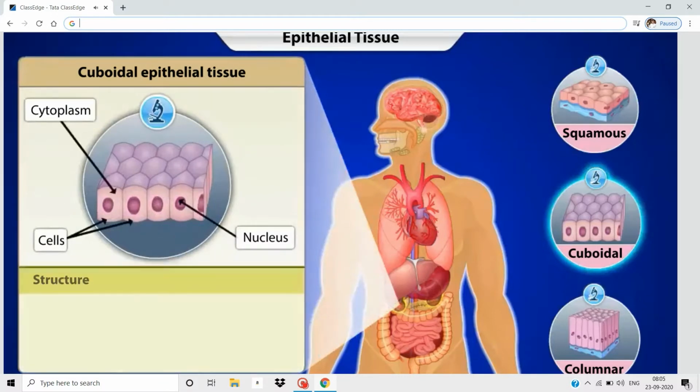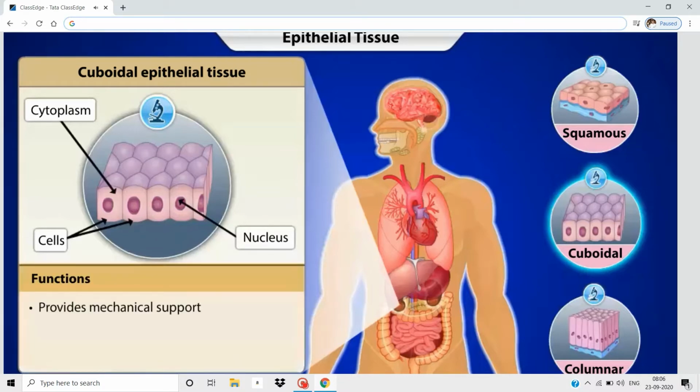Cuboidal epithelium has cube-shaped cells. Cuboidal epithelium forms the lining of kidney tubules and ducts of salivary glands, where it provides mechanical support. They are concerned with secretion, absorption, and excretion.